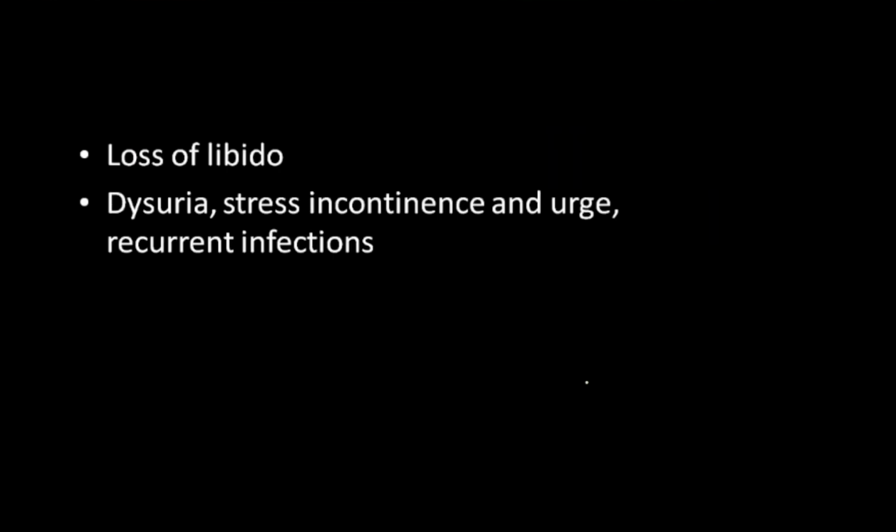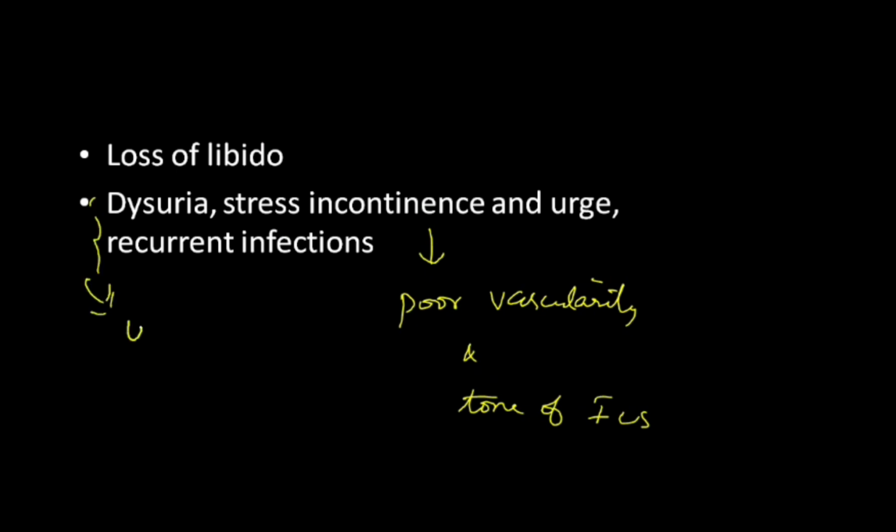Now, intermediate symptoms can be loss of libido and there can be dysuria, stress incontinence, urge incontinence and recurrent urinary tract infections. They can have stress incontinence because of poor vascularity and also because of the poor tone of the internal urethral sphincter. So these urethral symptoms together are called urethral syndrome.